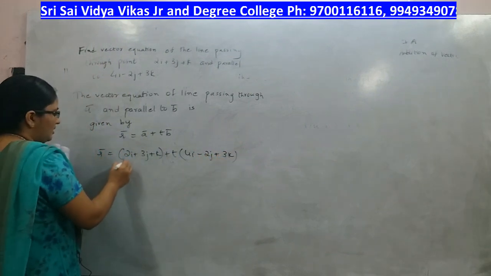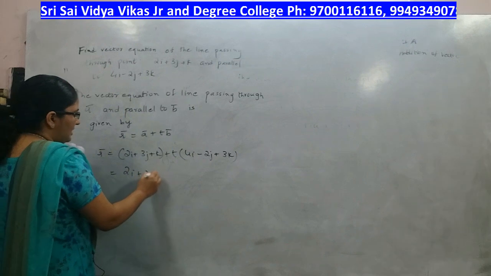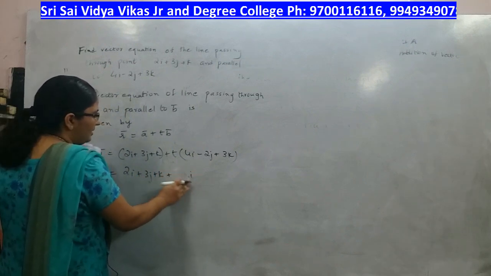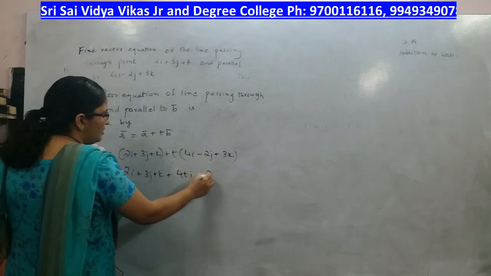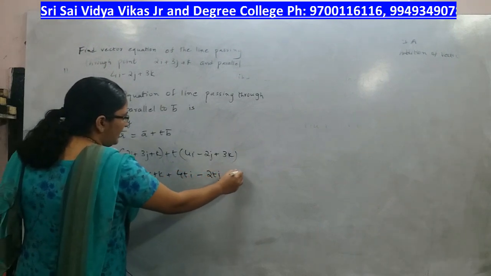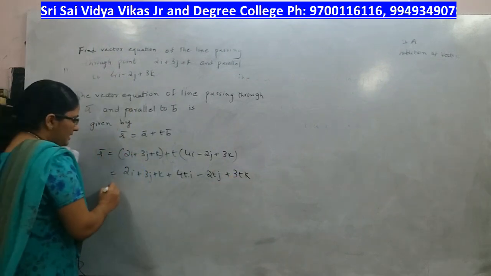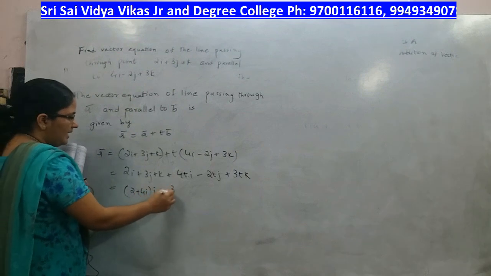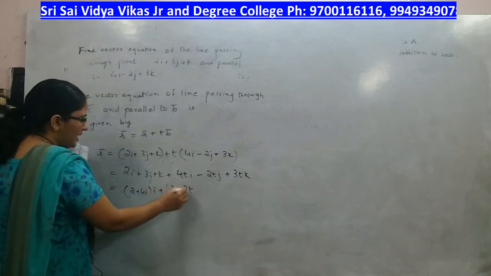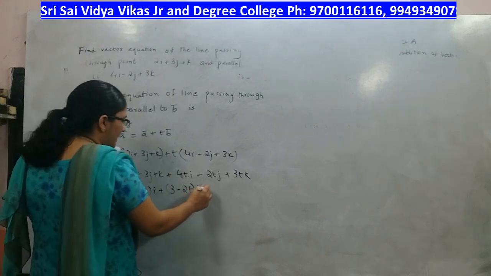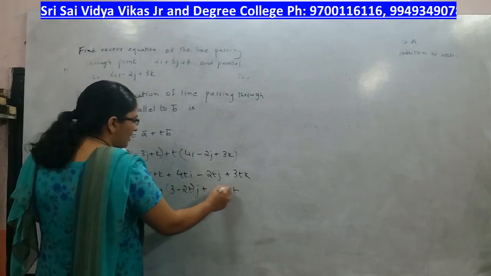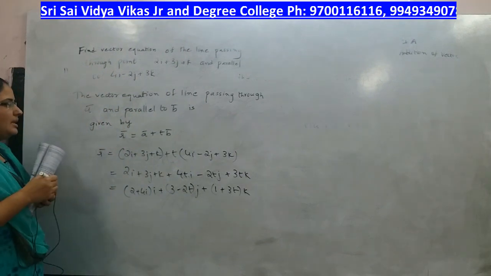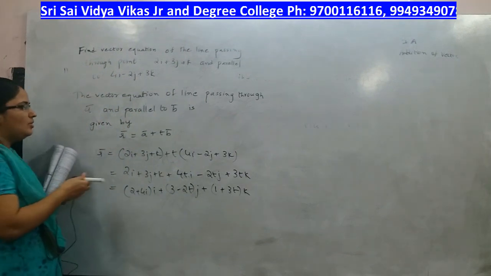Multiply these two. Take 2i plus 3j plus k plus t times 4i minus 2j plus 3k, which is 4ti minus 2tj plus 3tk. This can be written as (2 plus 4t) into i plus (3 minus 2t) into j plus (1 plus 3t) into k. So this is the equation of the line passing through A and parallel to B bar.